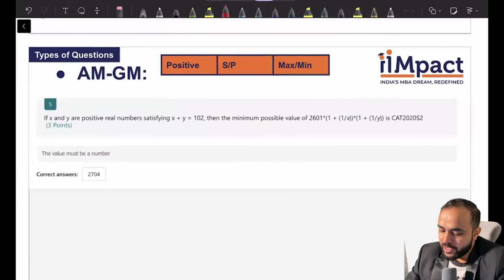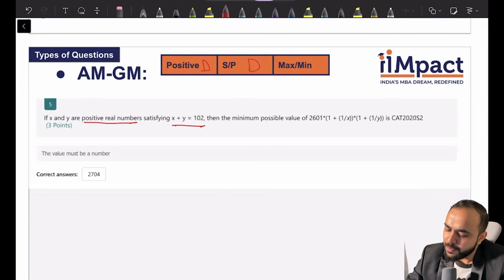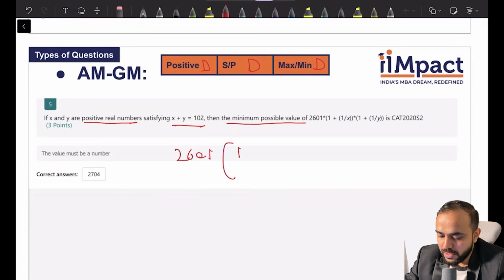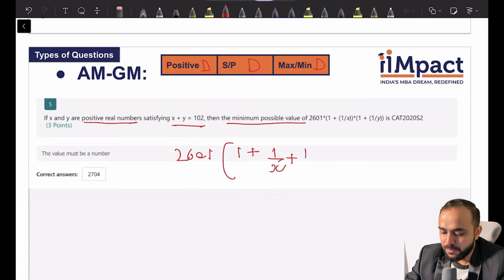X and Y are positive real numbers. Positive is a hint. Given. Direct. X plus Y satisfy 102. Direct. Then the minimum possible value, direct. This is a triple D across. So you can apply your AMGM on this directly. So this will give you 2601 into 1 plus 1 by X plus 1 by Y plus 1 by XY.